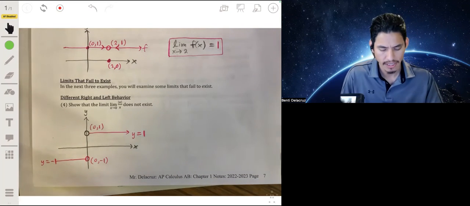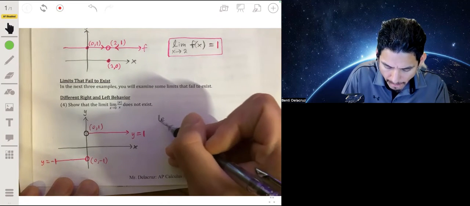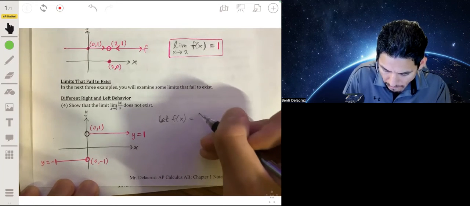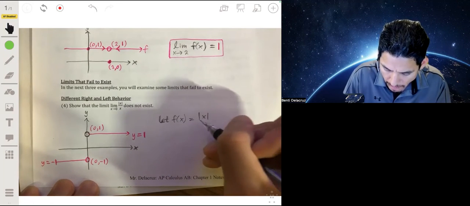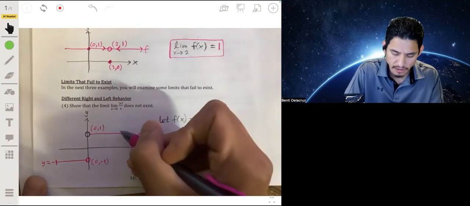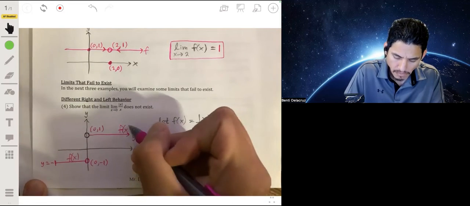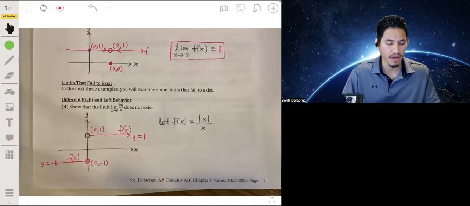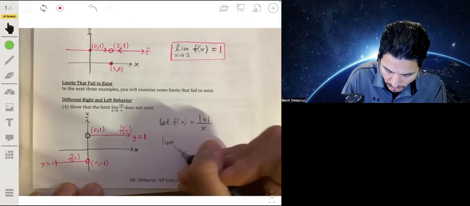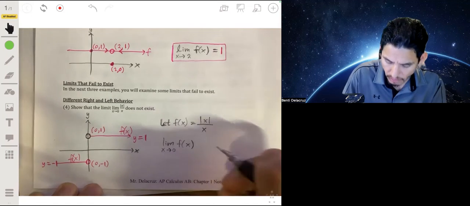So then, again, let's say f of x is equal to the absolute value of x over x. So we can say this is our graph, f of x. And so what's the limit then? What's the limit of f of x as x approaches 0? So let's write that, the limit as x approaches 0 of f of x. What would that be equal to?